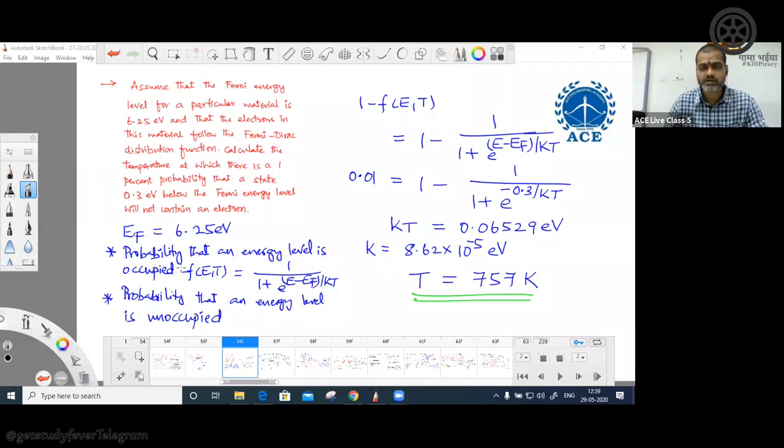Are you understanding? Even though you are getting the excess carriers, it is still going to be electrically neutral. That is the beautiful nature of the semiconductor material.